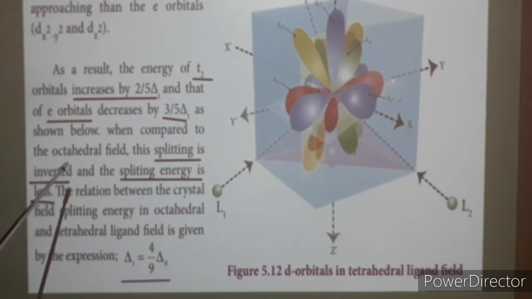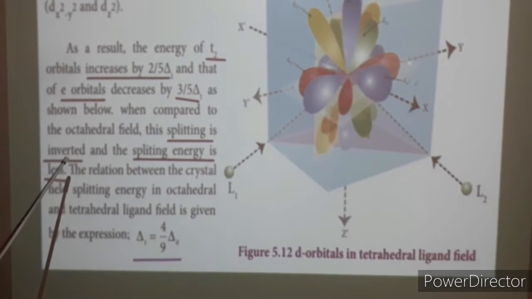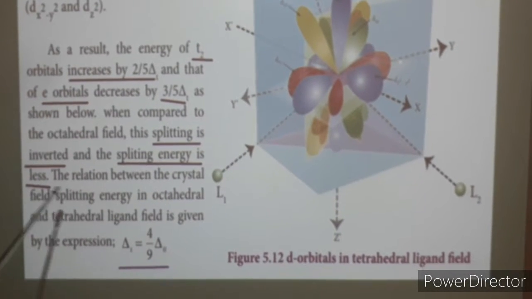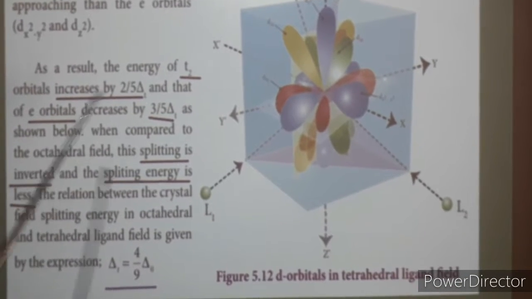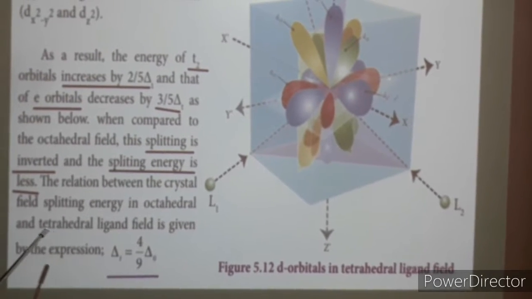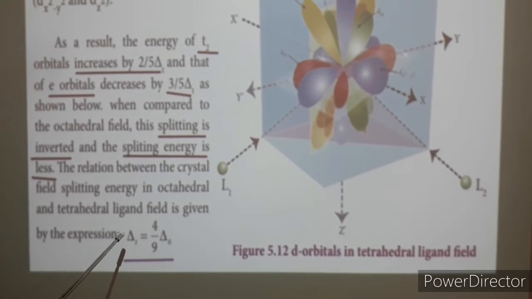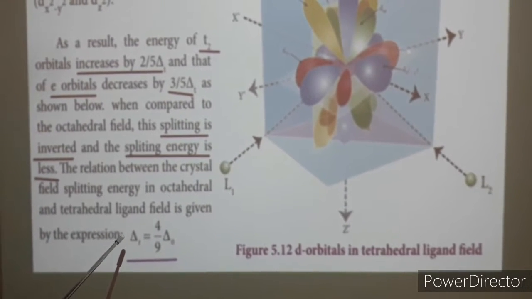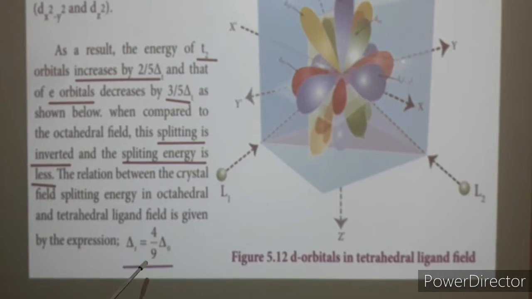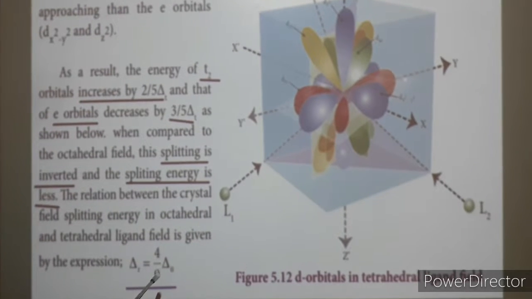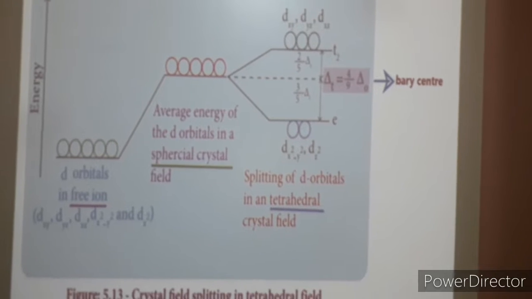Here also, what is the difference between the octahedral field and the tetrahedral field? There are two differences. One is that the splitting is inverted, and the other is that the splitting energy is very much less compared to the octahedral field. Now there is a relationship between the crystal field splitting energy of the octahedral and tetrahedral fields. Delta T, the crystal field splitting energy of tetrahedral, is equal to 4/9 delta 0, where 0 means octahedral field.